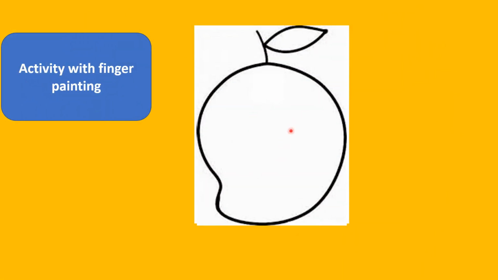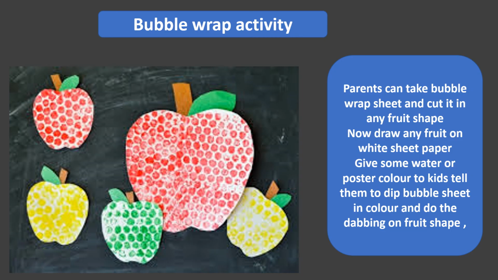Then here we have one more activity for the apple, for the mango. Now how can they do this? Mango again with finger painting they can do. Just give them some yellow color and let them do the dabbing of the yellow color.